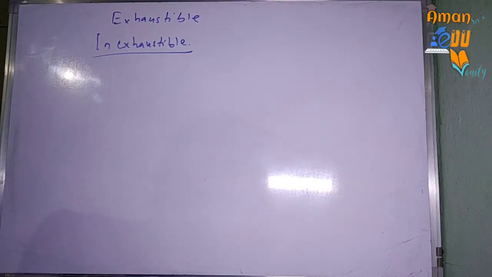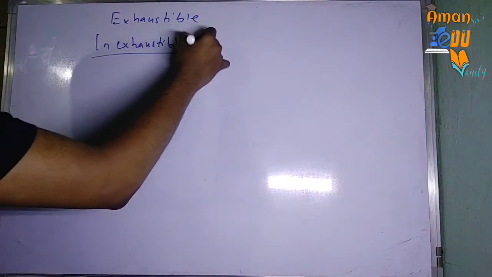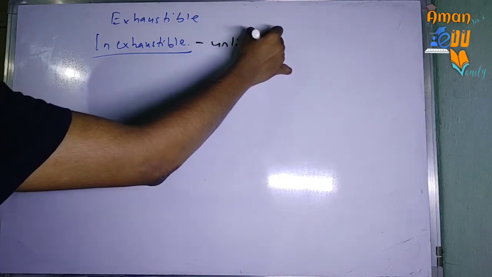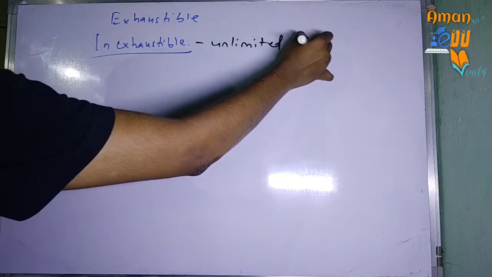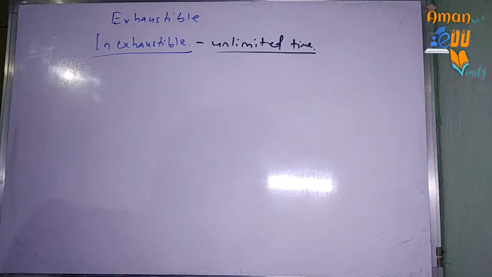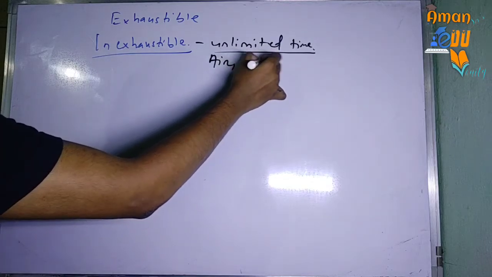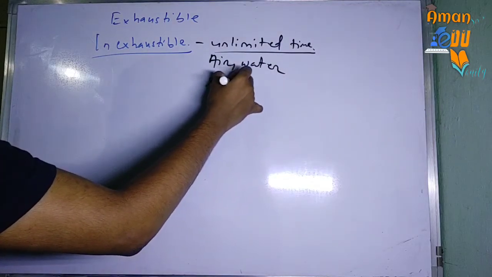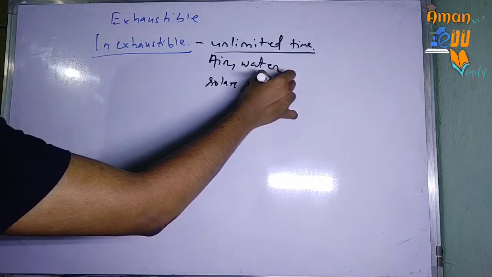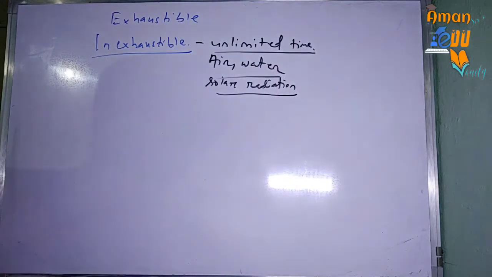Inexhaustible natural resources are those resources which are going to last for unlimited time. However much we use them, they are not going to finish. So those are called inexhaustible natural resources, and the stock of these materials is unlimited, hence they are not going to be finished by our use. Examples include air, water, solar radiation. These are the things which are never going to be finished.